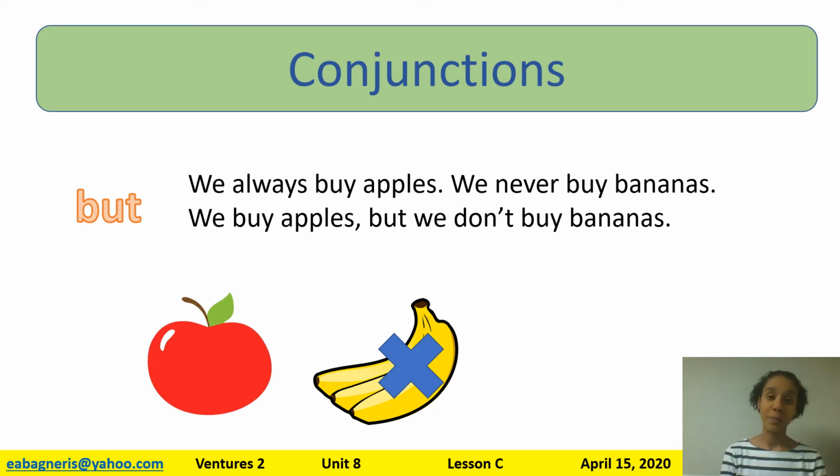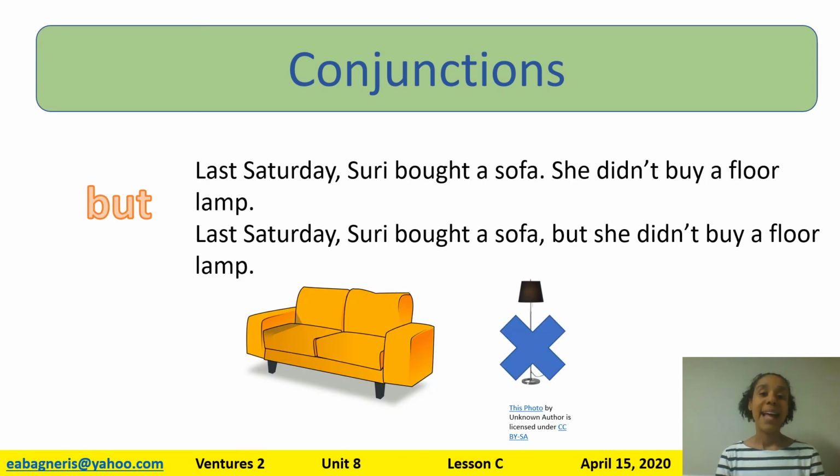Let's look at one more. Last Saturday, Suri bought a sofa. She bought that yellow sofa. She didn't buy a floor lamp. No to the floor lamp. Last Saturday, Suri bought a sofa, but she didn't buy a floor lamp. Okay, and again, I have both sentences because one is a yes sentence and one is a no sentence. So I have to write both sentences. Suri bought a sofa, but she didn't buy a floor lamp.